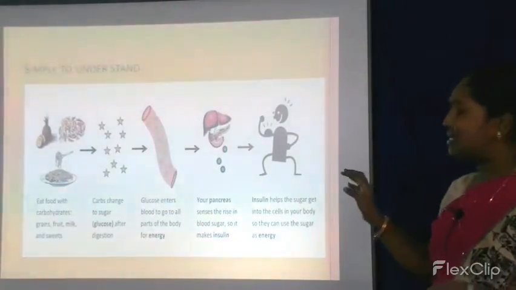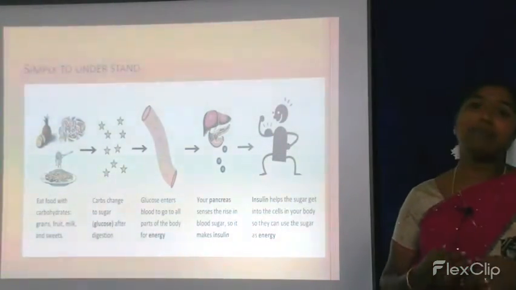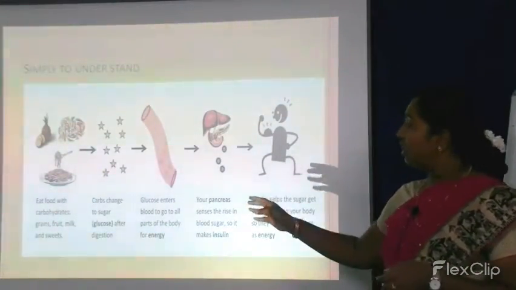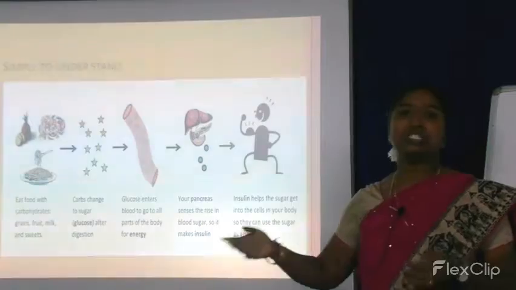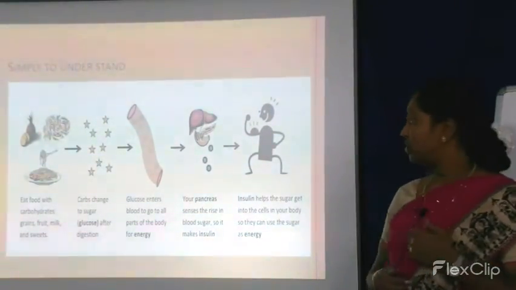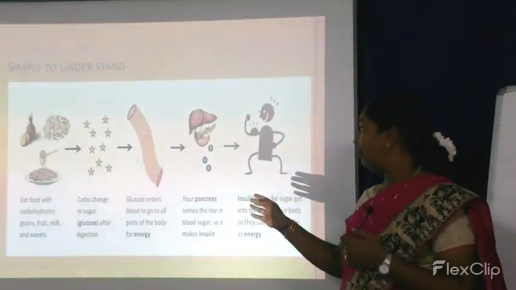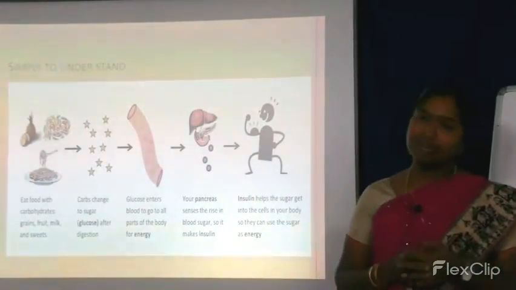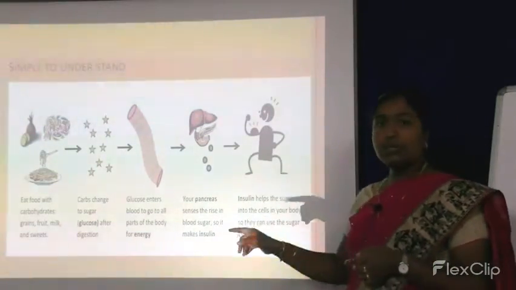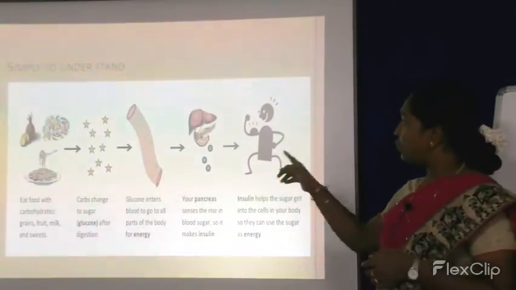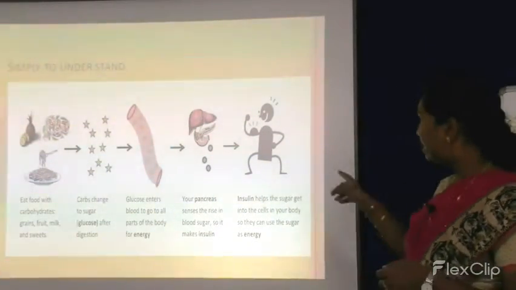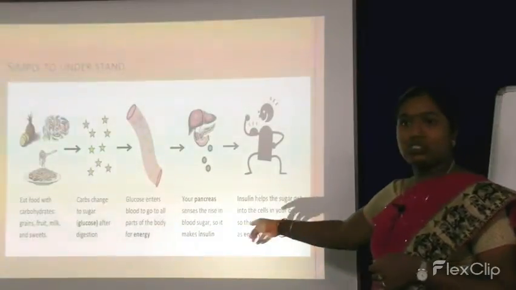To understand this simply, we eat many foods that provide energy. The main source of energy is carbohydrate. After intake, carbohydrate food is converted into sugar, that is glucose, after digestion. That glucose enters the blood and goes to all parts of the body to give energy in the presence of insulin. The pancreas has to secrete insulin, which is the key molecule that takes up the glucose molecule to the cell where it produces energy.